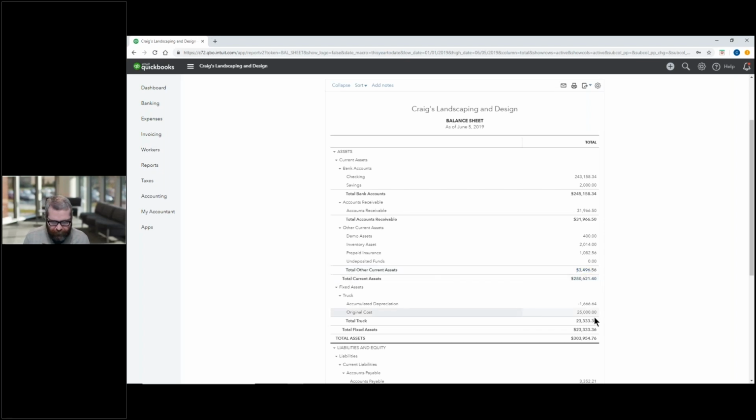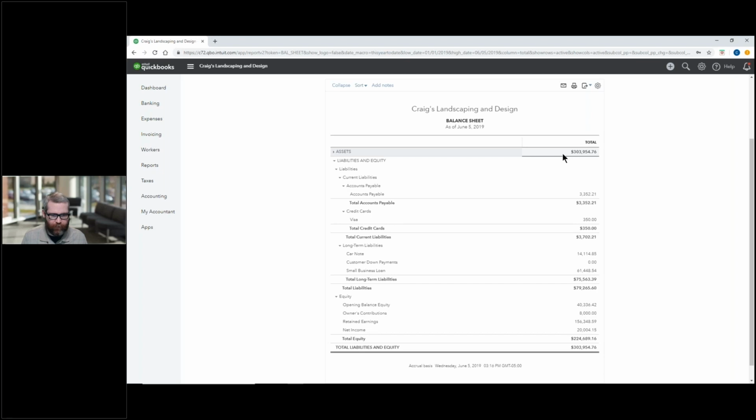And then we've also got fixed assets. These are the big things that the business owns that is probably going to go through depreciation. So it's going to essentially be turned into an expense over time. That way you can get tax benefits over the course of several years instead of just one. Now I'm going to go ahead and collapse all these.